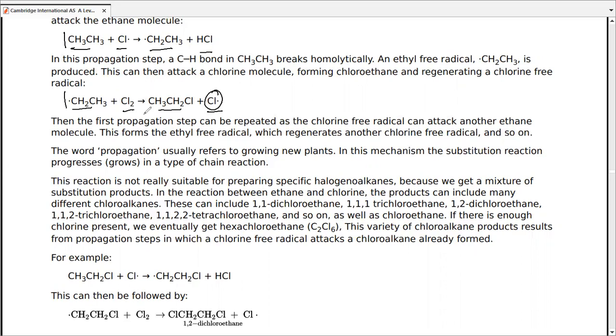Notice in both the parts, a molecule reacts with a free radical to produce a free radical and a molecule. Radical plus molecule, molecule plus radical. It gives you the same thing. That's how propagation reaction goes. Okay, so it is going to be really easy.